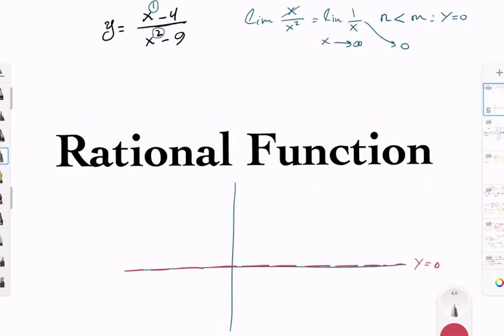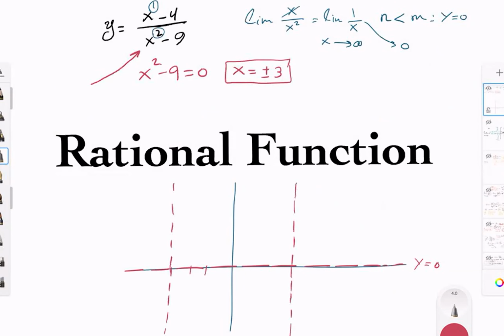For the short run, we need to find the vertical asymptotes. Vertical asymptotes comes from the denominator. You make x squared minus 9 equal to 0. You get x equal to plus minus 3. So x equal to 3, x equal to -3 are the vertical asymptotes. Right, this is +3, that's -3. Those are vertical asymptotes.